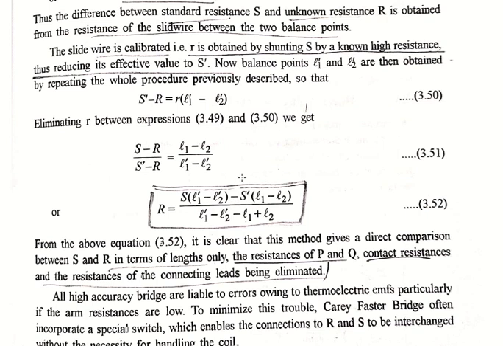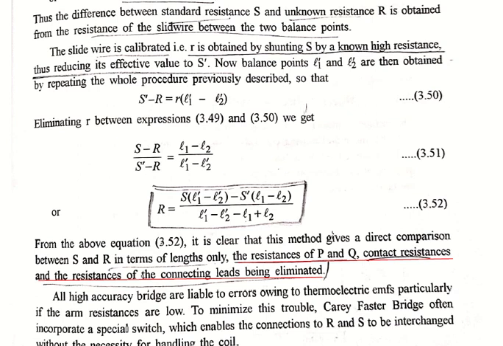So the resistances P and Q, contact resistance and the resistance of connecting leads are eliminated. This is important. We have seen from the equation that P and Q do not appear in the terms for finding the unknown resistance R.